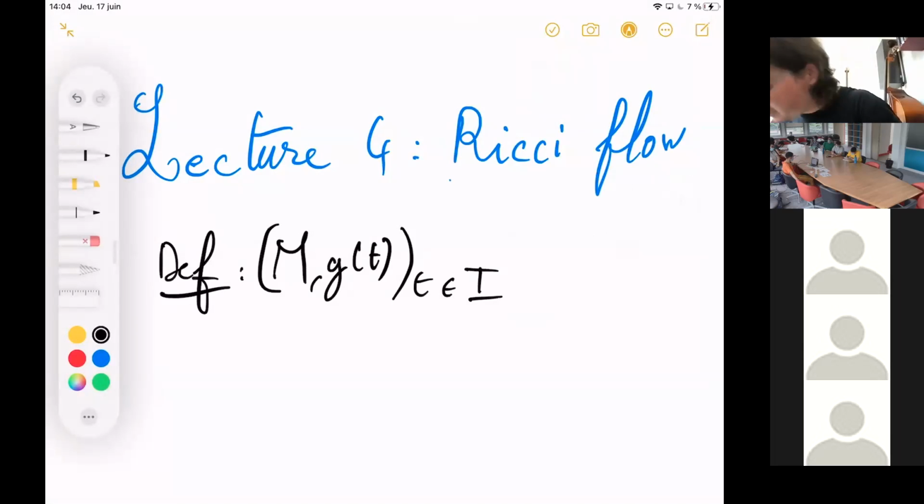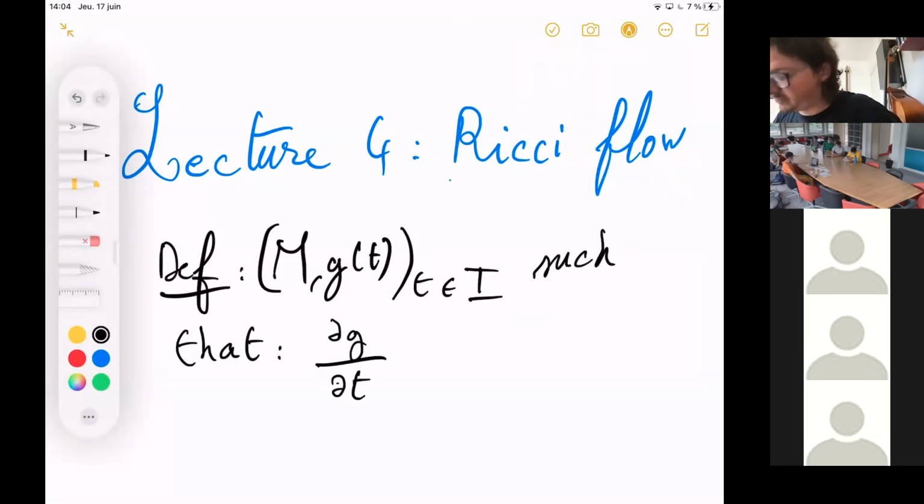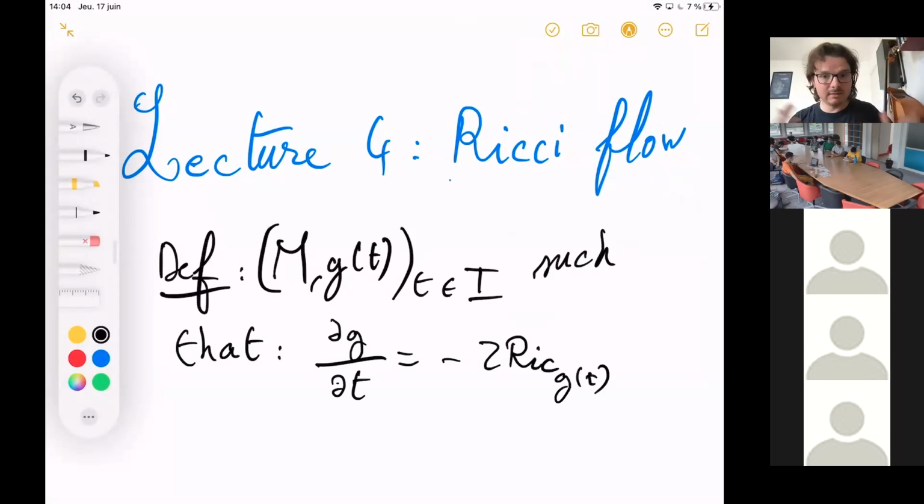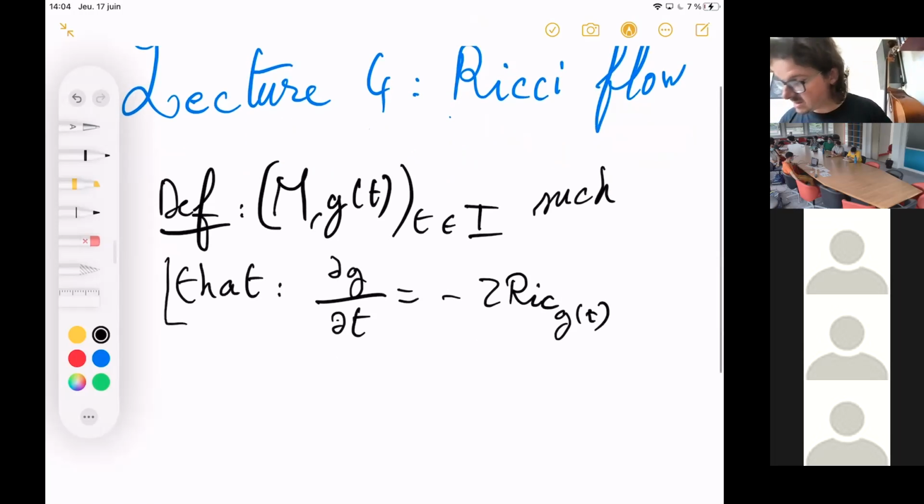So it's a one parameter family of metrics, let's say smooth, such that the derivative of g with respect to this time parameter is -2 times the Ricci curvature of g at time t. These are symmetric two tensors on each side, so at least the equation makes sense. The 2 is just a normalization factor.